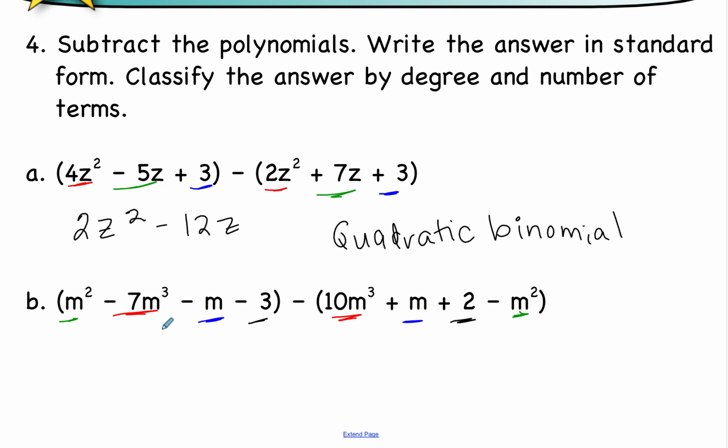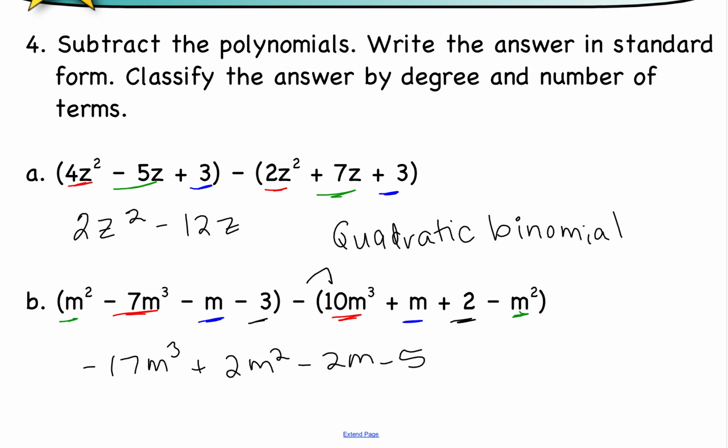So let's go ahead and get our like terms together, using the highest degree first. Minus 7m cubed minus 10 is minus 17m cubed. We have a 1m squared minus a minus m squared. So this one's going to be a plus m squared, so that gives us plus 2m squared. A minus m is a minus 2m, and a minus 3 minus 2 is a minus 5.